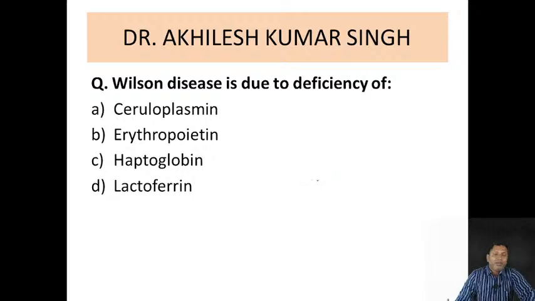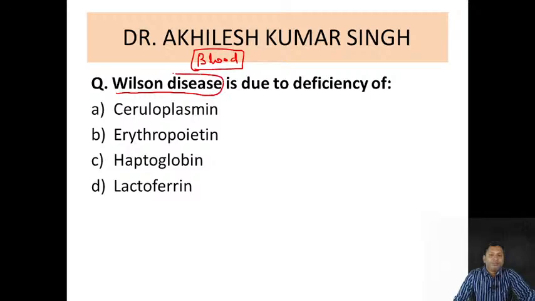Now look at another question. So I have told you the important questions from general physiology. Now in this section, we will cover the important questions on the topic of blood. Look at the question here, Wilson disease. Remember, this Wilson disease is important from the pathology point of view, the physiology point of view, and the ophthalmology point of view also.